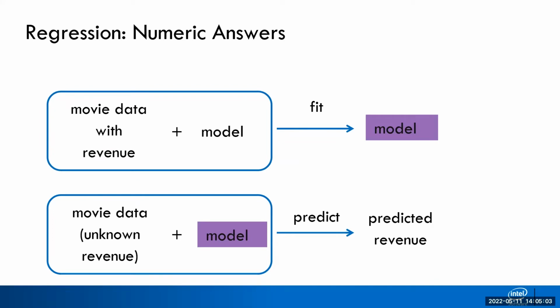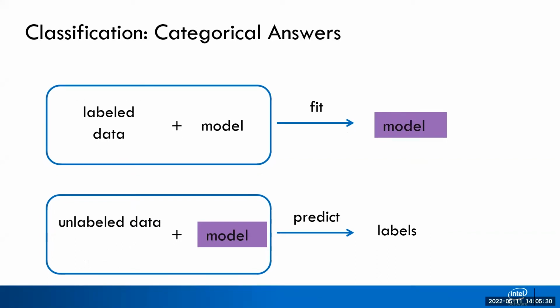And in regression, let's say, in this example of regression, we have a model that we fit with movie data with revenue. The parameters are fit with the movie data with revenue, and we pick some data for which we don't know the revenue, and after fitting, we predict the revenue of the movie. This is an example of regression.